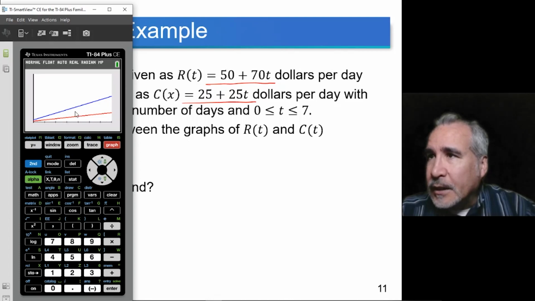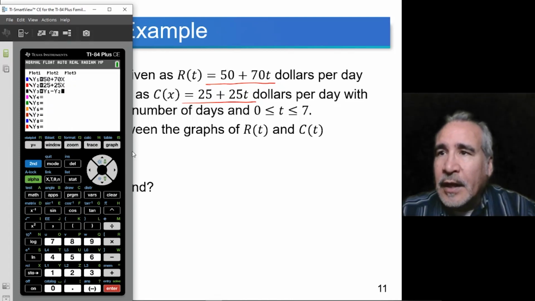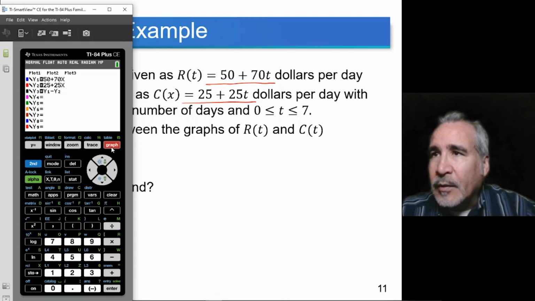Well, since we know R of t is above, we can simply come down here. We do our VARS, Y-VARS function, and we do want Y1 minus VARS, Y-VARS function, and Y2. So Y1 minus Y2. We're going to go from 0 to 7. So we go to the graph.